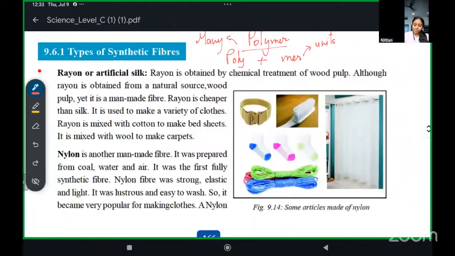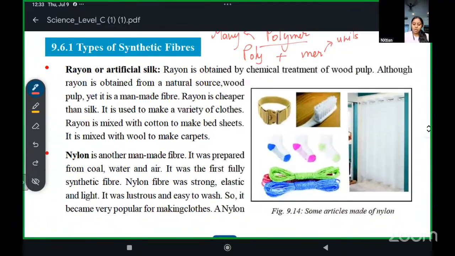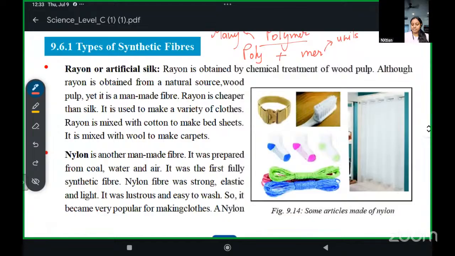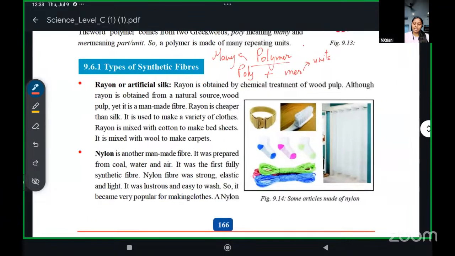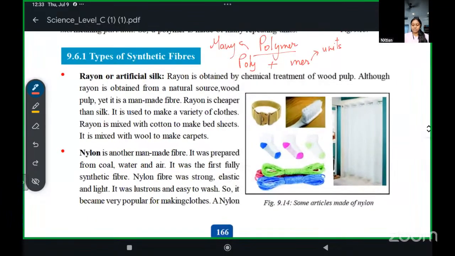Now, coming back to types of synthetic fibers, we will study. You must have heard the names rayon, nylon. Rayon, nylon are examples of artificial fibers. Now rayon is artificial silk, and it is obtained by chemical treatment of wood pulp. Now you will say, wood pulp is a plant, so rayon should be a natural fiber.